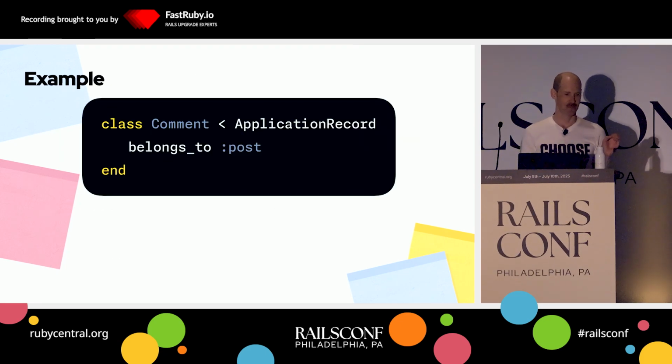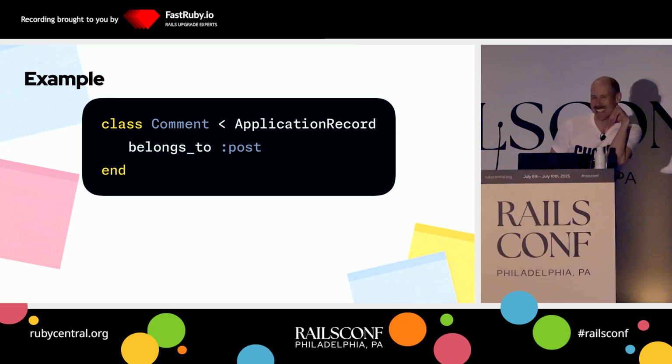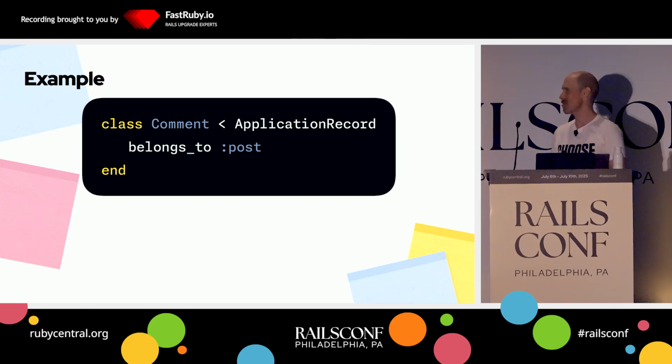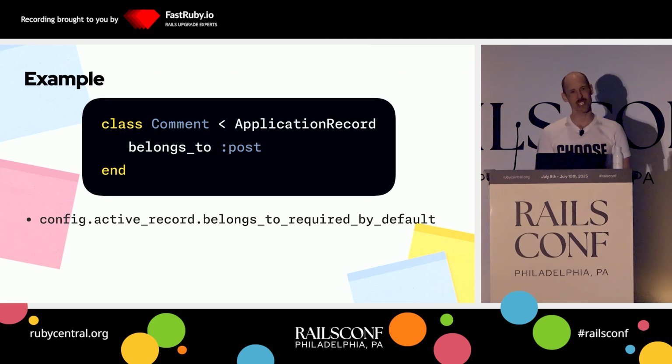So let's do an example. Do you remember social media? So many of the Rails canonical example classes are related to social media. So let's go old school and consider a post. And a post has many comments. And thus, a comment belongs to a post. OK, great. Well, there is a configuration setting.